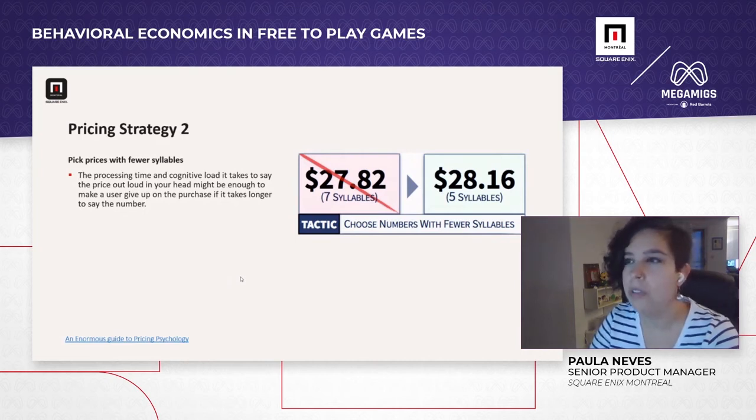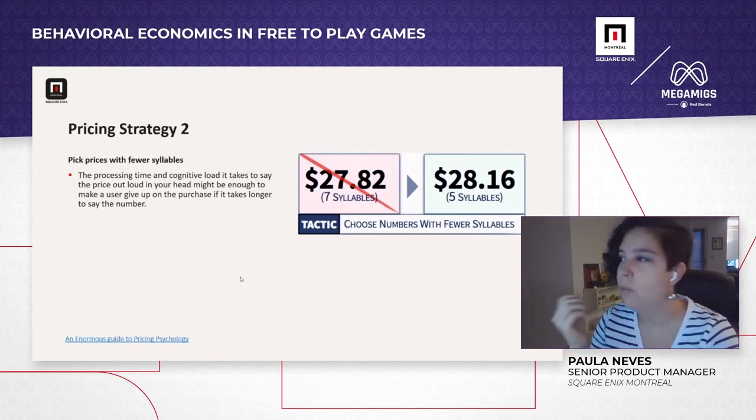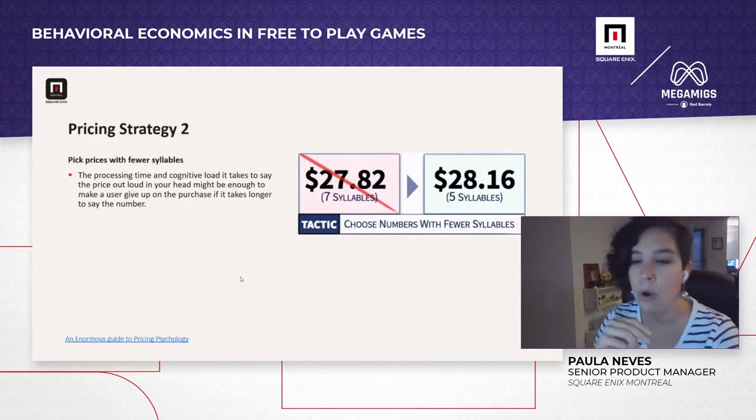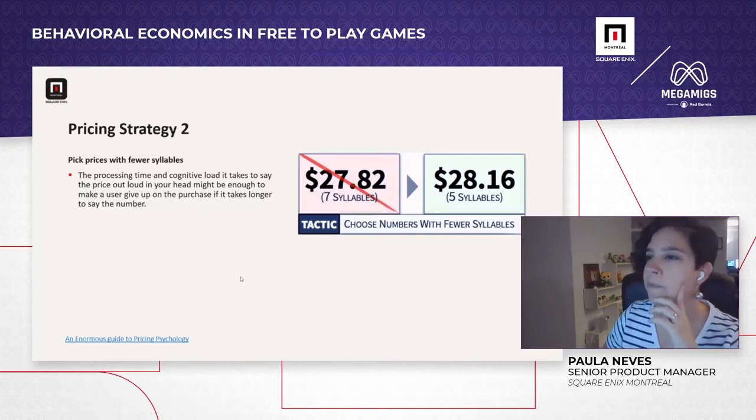So pick prices with fewer syllables, right? Just the processing time and the cognitive load it takes to say the price out loud in our head might be enough to make a user give up on that purchase, right? So if you say 27.82, it's 7 syllables, rather than 28.16, which is 5 syllables. And according to all the research that was made, if you choose a shorter syllable, it reduces the friction because it's less time of that person saying that number and actually thinking about the purchase, right? So this is a really weird example that I like using because it's something that most people are unaware of.